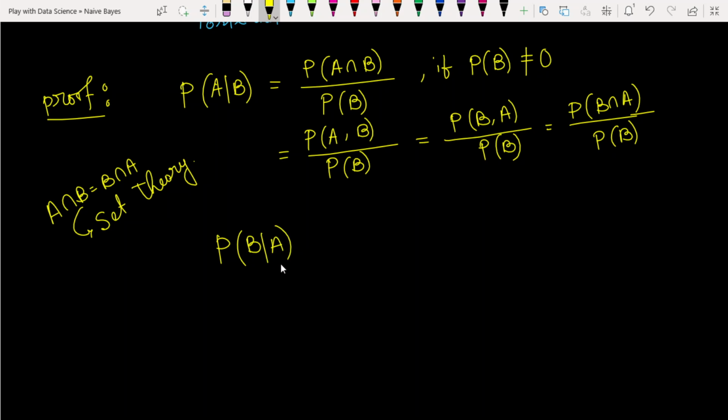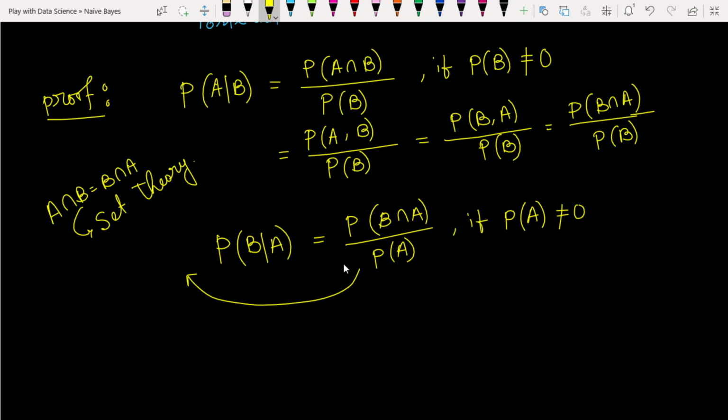If we write the conditional definition, it is probability of B intersection A divided by probability of A, if probability of A is not equal to 0. Since this probability is not equal to 0, we can easily multiply it on this side. So now what will occur? Now we can write our probability of B intersection A as it is.